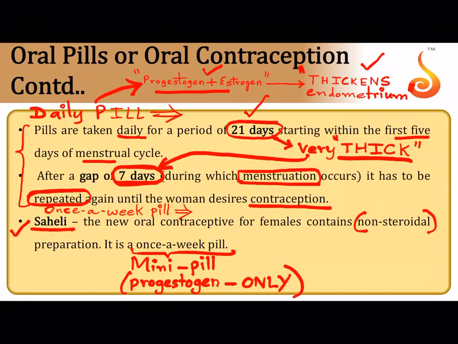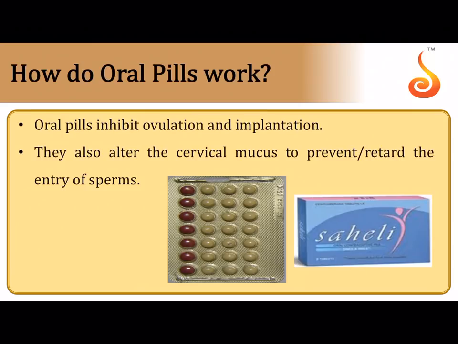Saheli is a once a week pill. It is a non-steroidal preparation and it was devised by the Central Drug Research Institute of Lucknow. So now you understood the two types of pill, the daily pill and the once a week pill. So this is how a daily pill looks, and this is Saheli, which is the once a week pill.